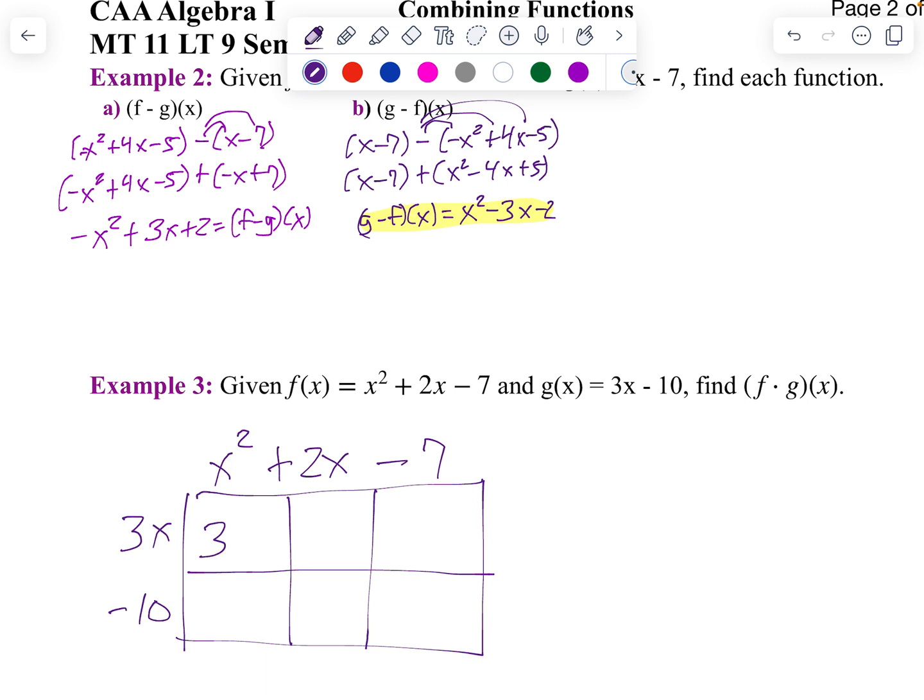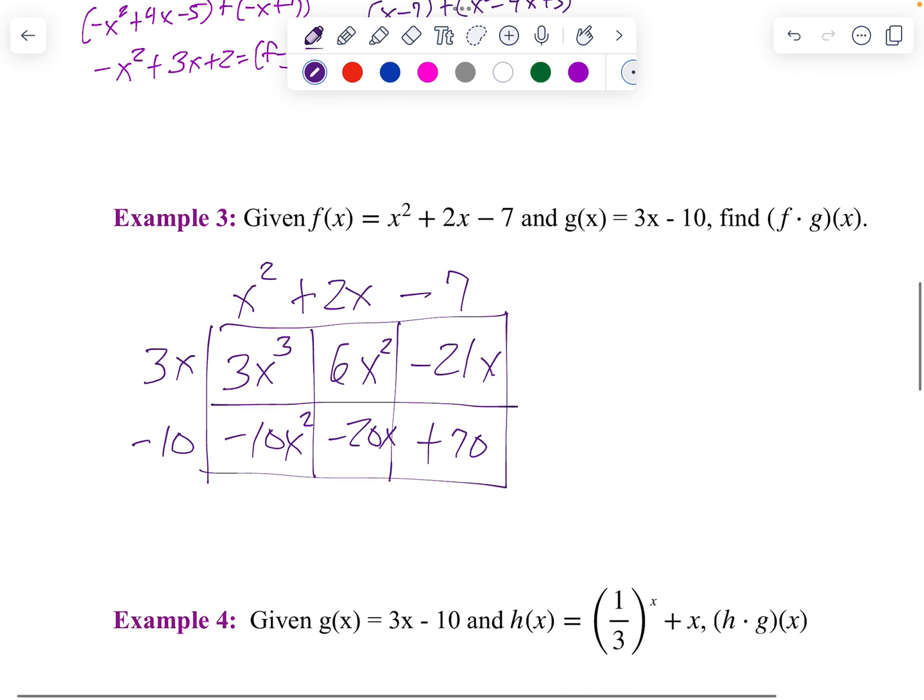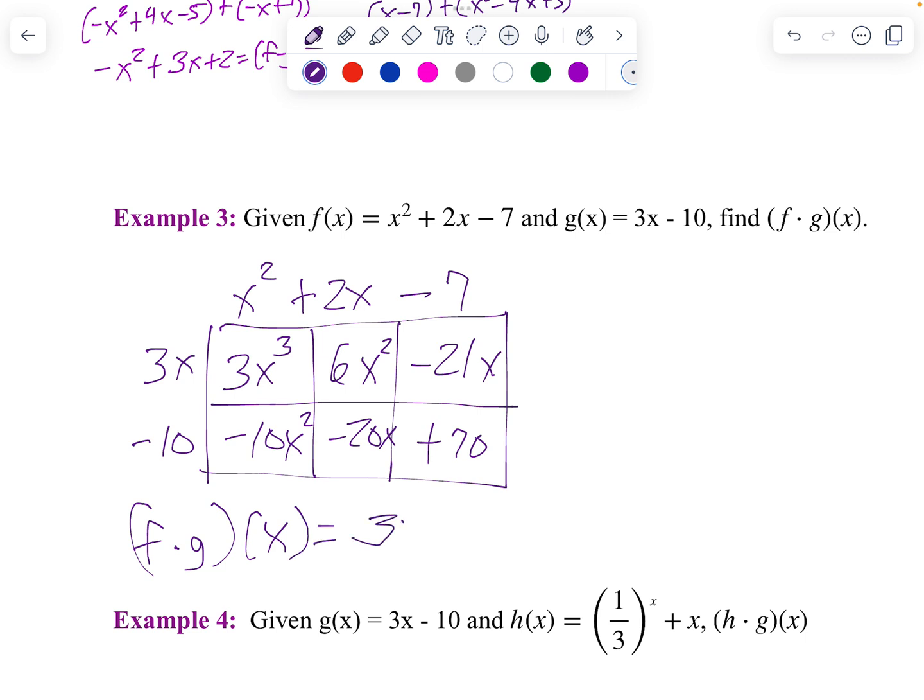So we get 3x cubed. The box is a way to remember to distribute. It's really all it is. Plus 6x squared minus 21x. And I get negative 10x squared minus 20x plus 70. And so our answer is going to be 3x cubed. So I'll say f times g of x is 3x cubed.